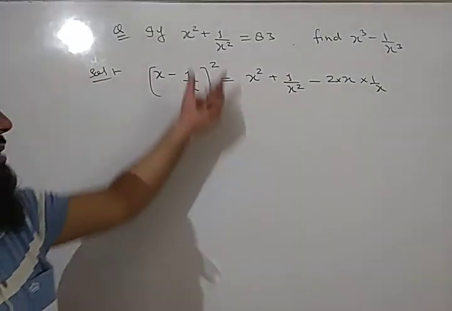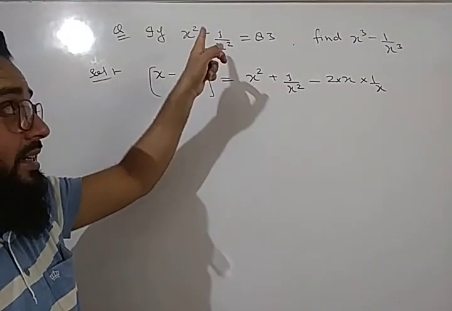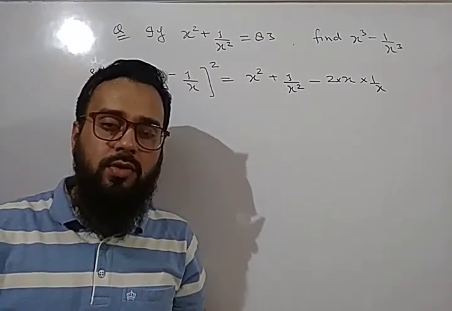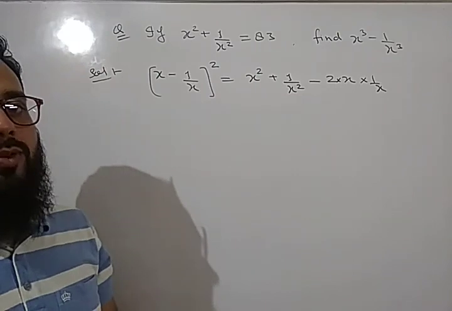Okay. We are given x square + 1/x square. So we can get x square + 1/x square by squaring (x + 1/x) whole square as well as (x minus 1/x) whole square.